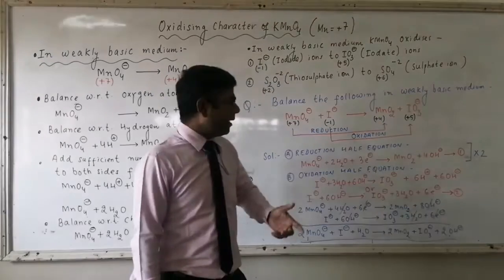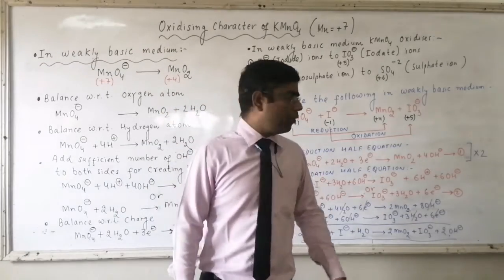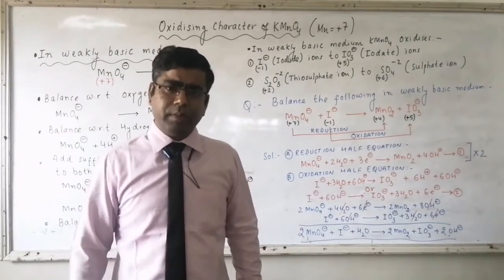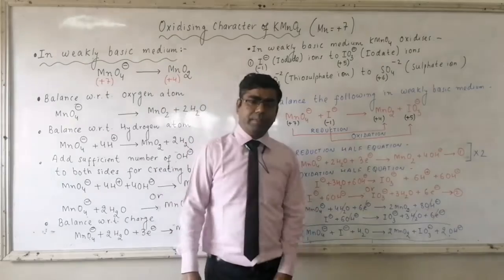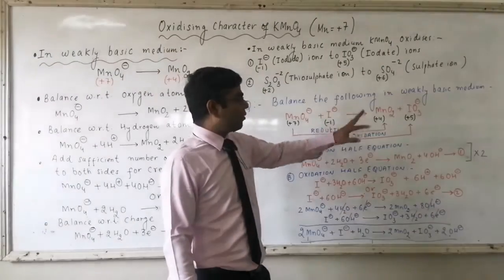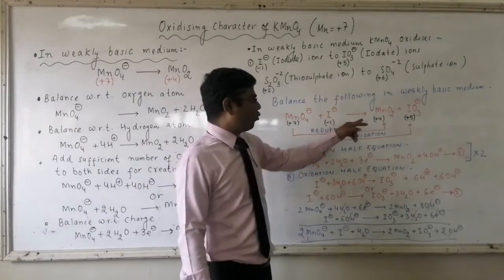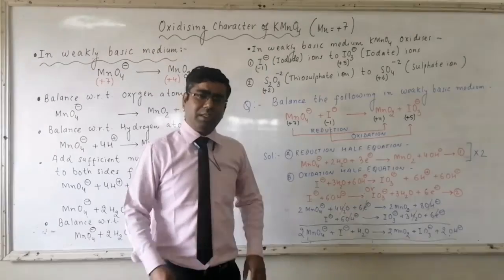Here it is very clear that MnO4 minus gets converted to MnO2. So here it is reduction. +7 state gets converted to +4 state. And -1 state gets converted to +5 state. So conversion of MnO4 minus to MnO2 is reduction and conversion of I minus to IO3 minus is oxidation.